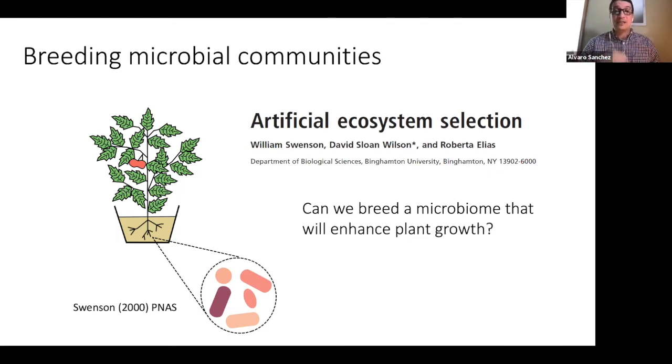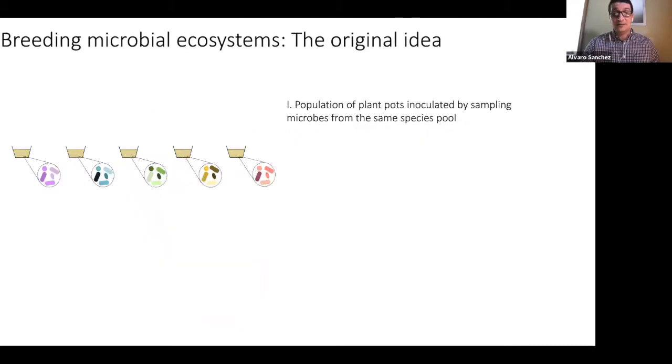And this was done at a time when we didn't have the genetic sequencing tools we have now, so that you can sequence the microbiome. And for that reason, the paper had some limitations, but they were still able to look at the effect that doing microbiome breeding would have on the plant. And that's what they were trying to go after, right? So their experiment is quite simple and elegant.